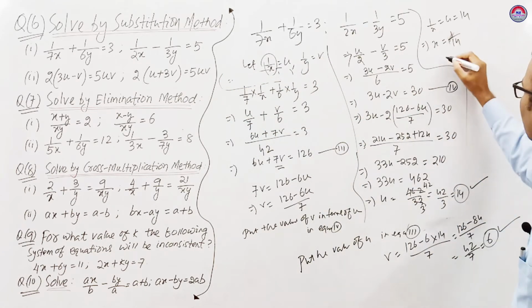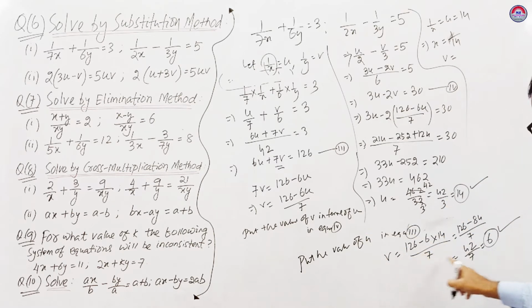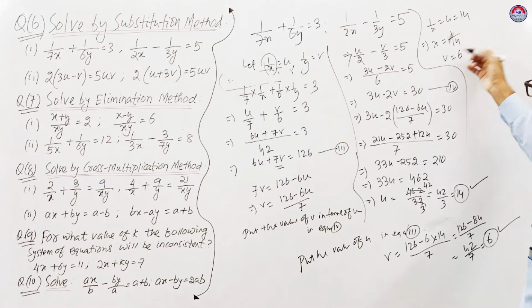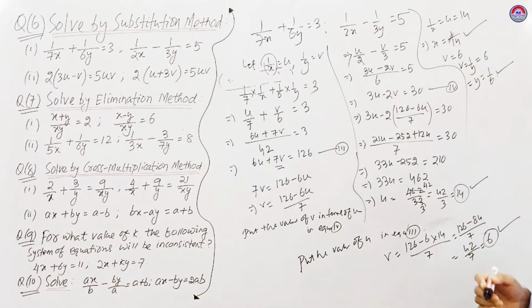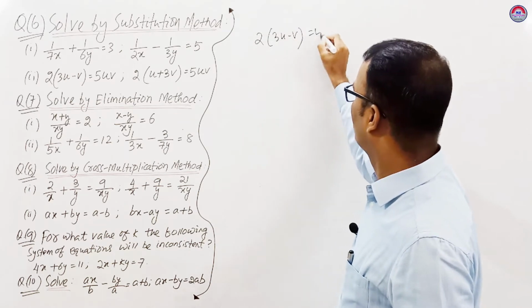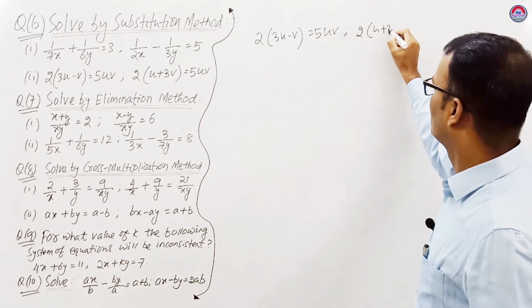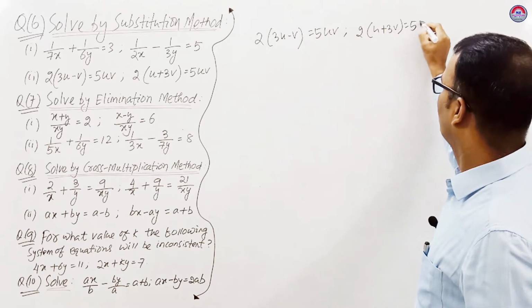Then v equal to 6, and v is what? v is 1 by y equal to 6. So y equal to 1 by 6. Okay, so y is 1 by 6, x is 1 by 14. Right answer. Next question, 2 is what? 2 into 3u minus v equal to 5uv. And second is 2 into u plus 3v is equal to 5uv.